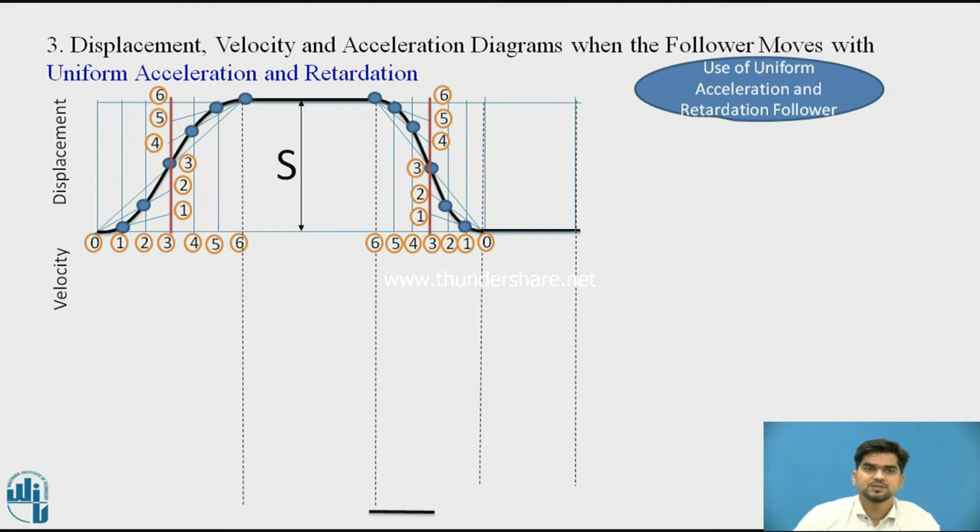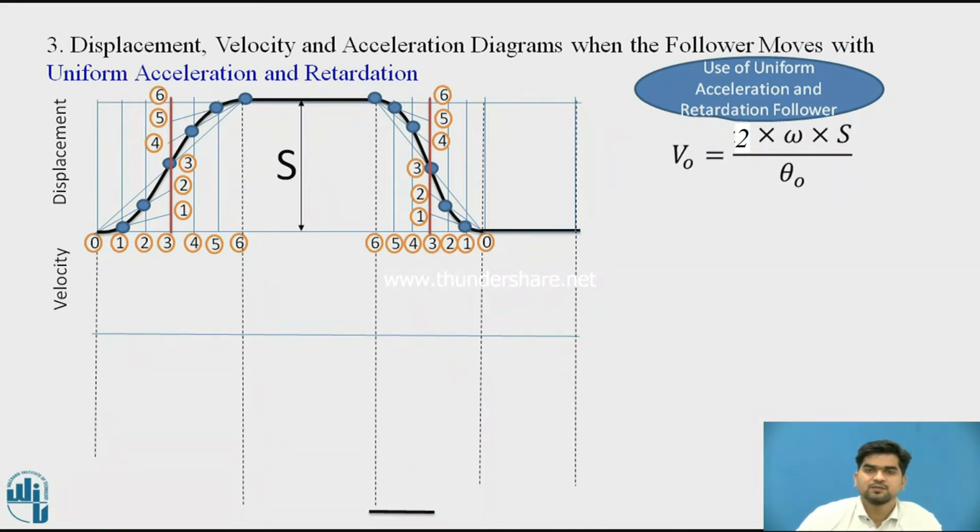Then next we will see how to draw the velocity diagram. Firstly we have to calculate the velocity for the outward stroke by using this formula. Vo is equal to pi into omega into S divided by theta o. In which omega is the angular velocity of the cam, S is the stroke length of the follower, and theta o is the angle turned by the cam during the outward stroke. Calculate the Vo.